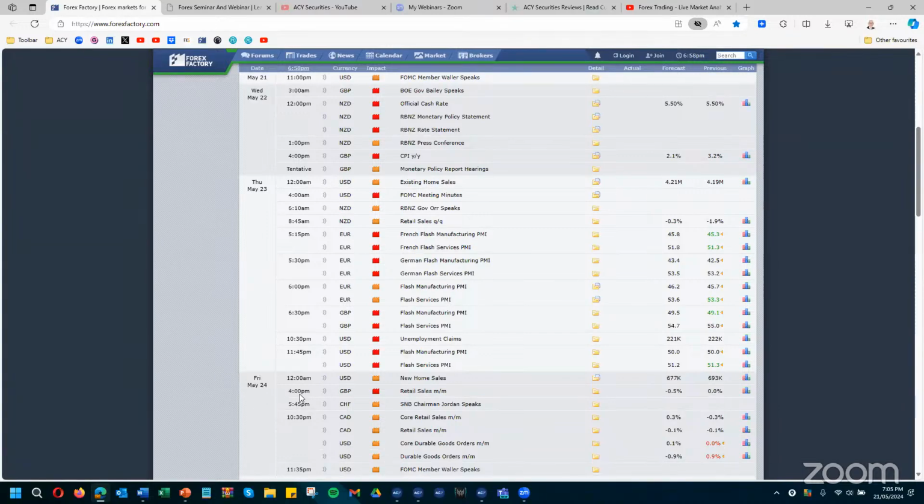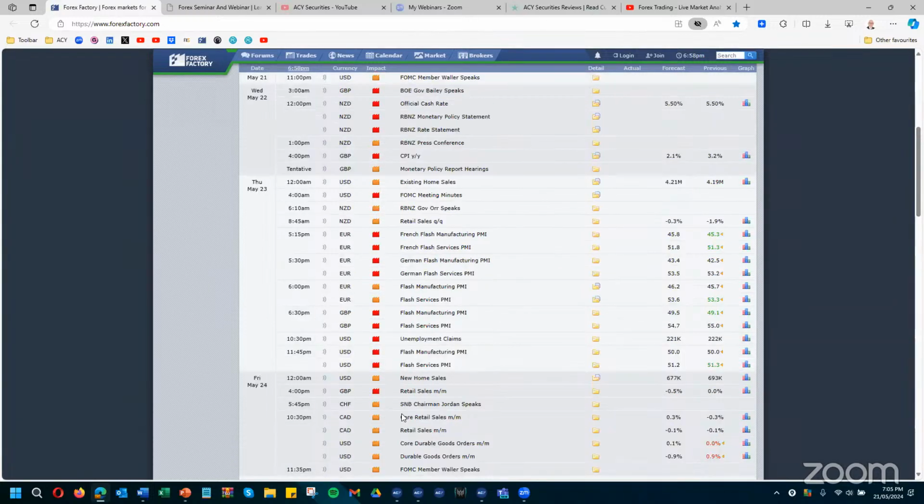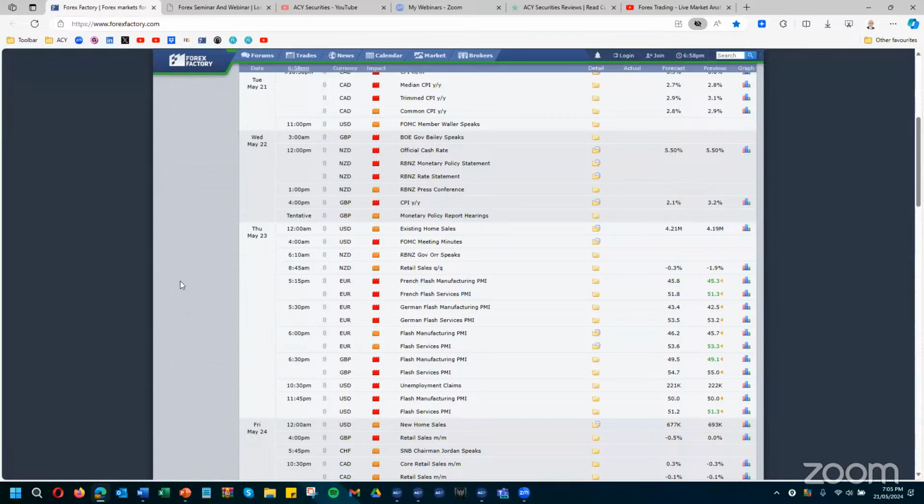Then on to Friday afternoon, at 4 p.m. for the UK pound, we have retail sales. And into midnight on Saturday, we have the US revised UoM consumer sentiment. So there's data coming out. Be very much aware of when it's coming out and what could affect your positions.